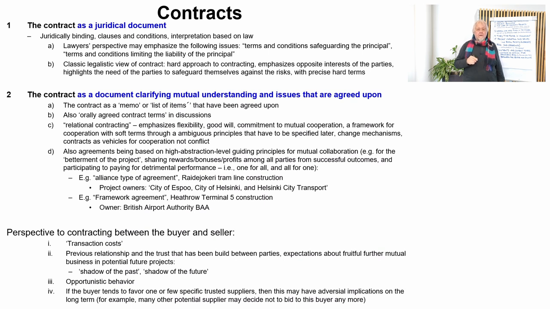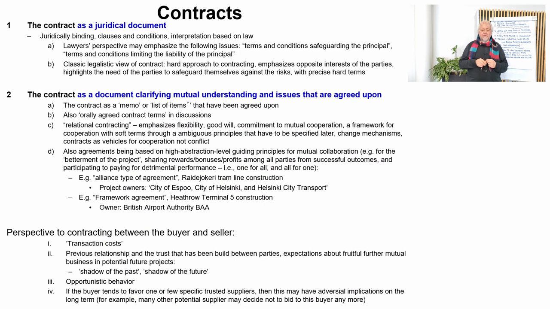However, in point number two, the claim is that the contract can be also a document which clarifies mutual understanding and is a kind of a collaborative statement in a way. So the contract can be seen as a memo or list of items, and also some parts of the contract can be orally agreed. So we refer here to relational contracting that emphasizes flexibility and goodwill, and in those kinds of contracts there might be very many statement-like issues that our aim is to mutually agree and support for the benefit of the project and not necessarily sub-optimize our own firm's interest only.